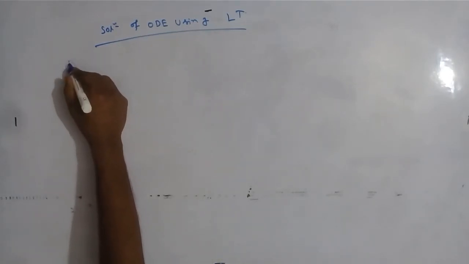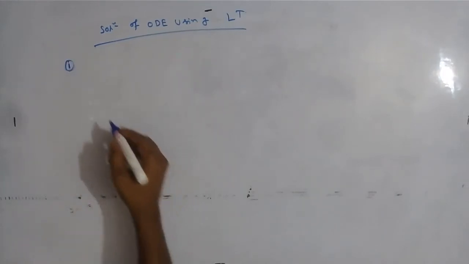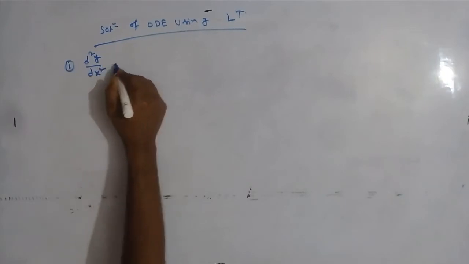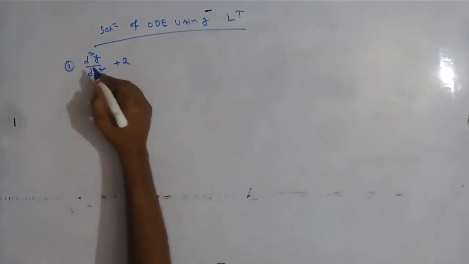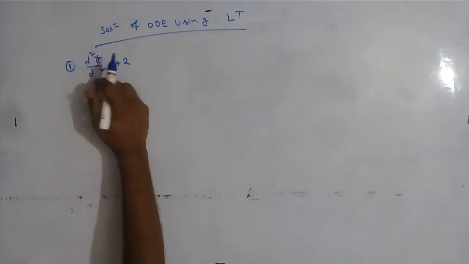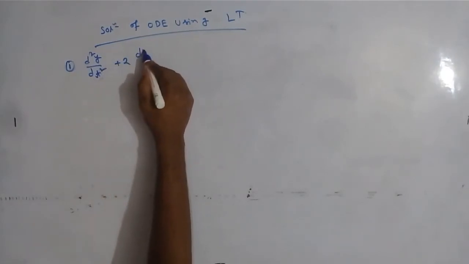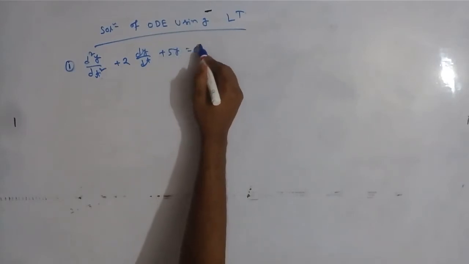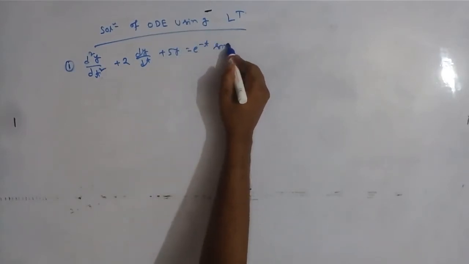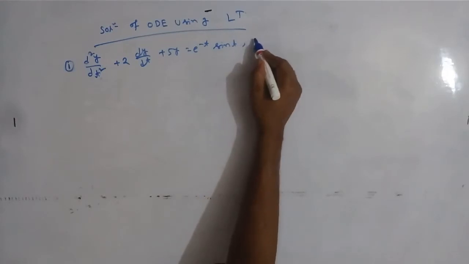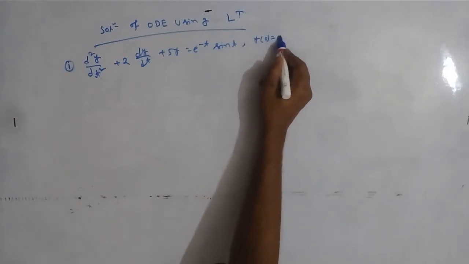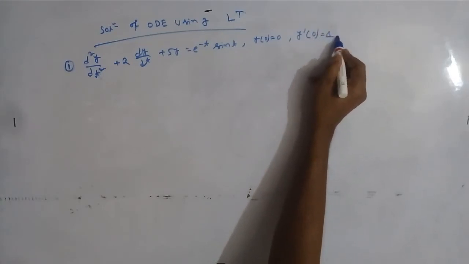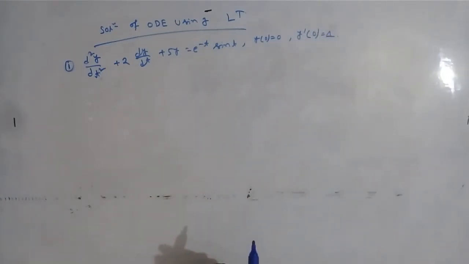Example number 1: d square y by dt square plus 2 dy by dt plus 5y equal to e to the power minus t sin t, with y(0) equal to 0 and y dashed (0) equal to 1.